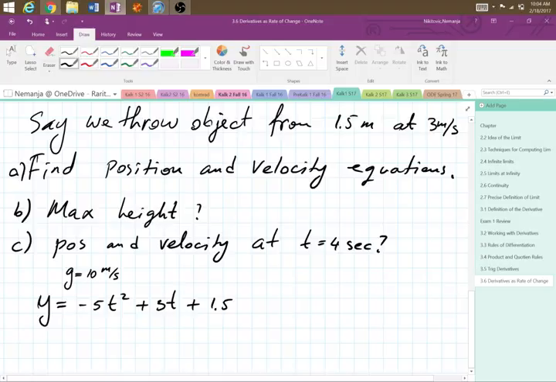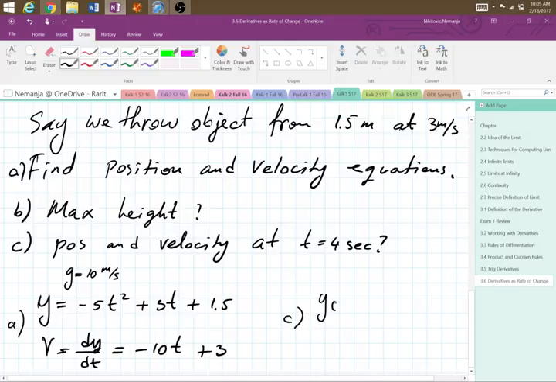So now all I have to do is plug all of these things into the equation, and I have the equation for position. Take the derivative for velocity, dy/dt, and we have negative 10t plus 3. So this is answering your part A. And I can immediately answer part C just by plugging in 4 everywhere.